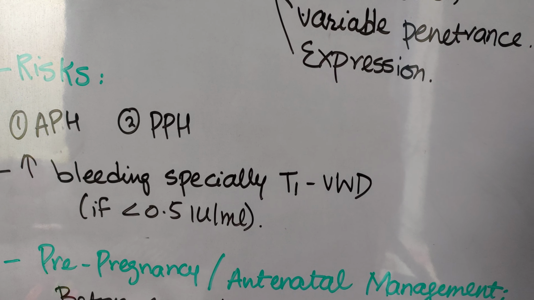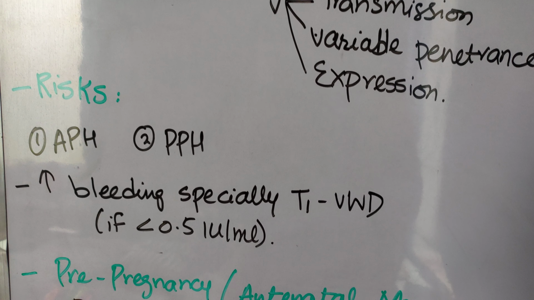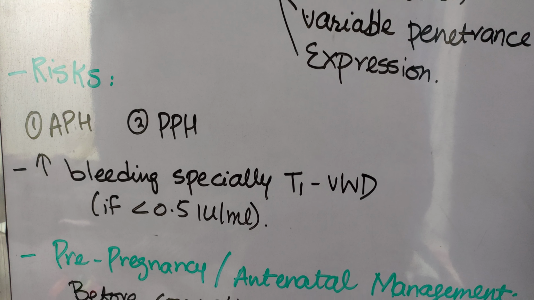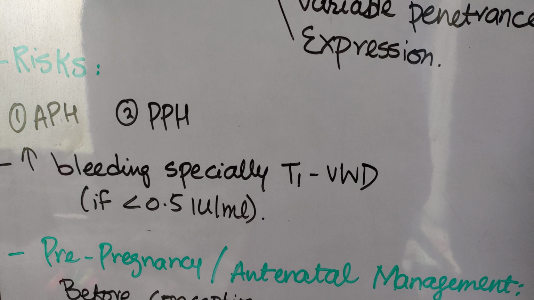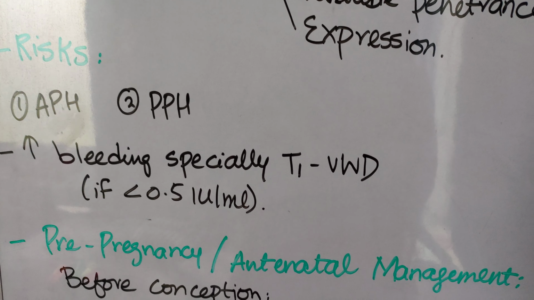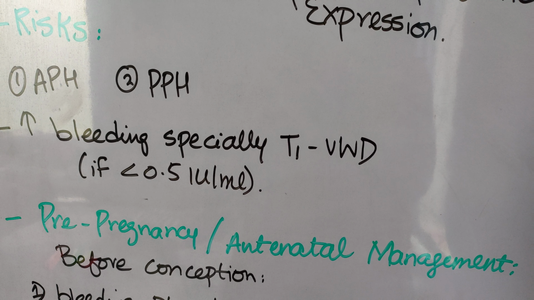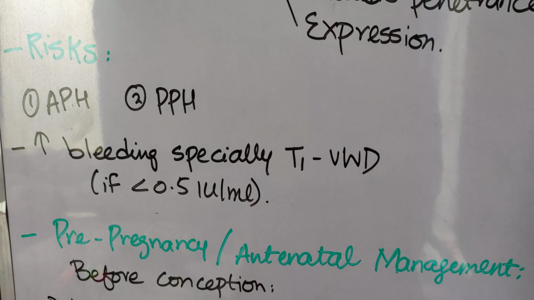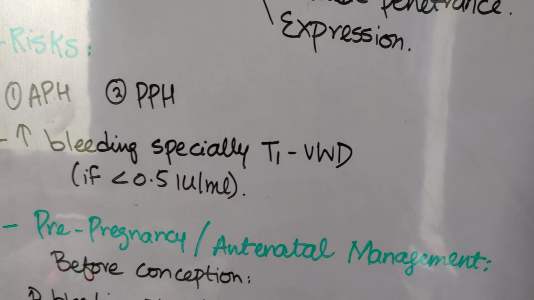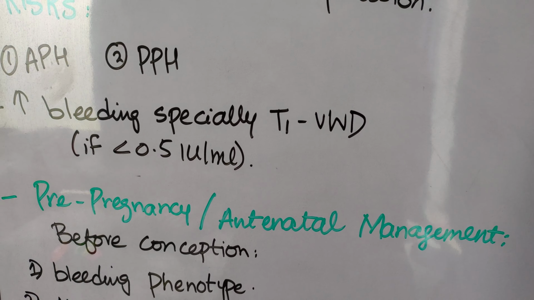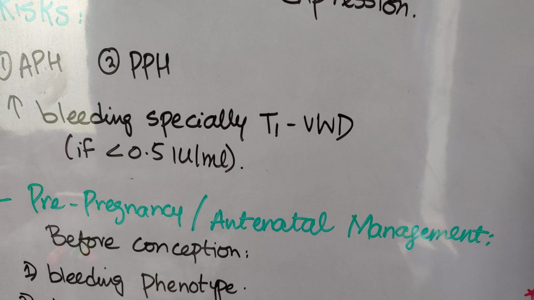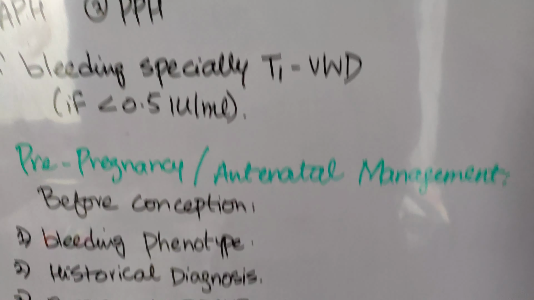The risks of von Willebrand disease in the mother are antepartum hemorrhage and postpartum hemorrhage, whether this is a primary or secondary postpartum hemorrhage. And there is an increased bleeding tendency, especially in type 1 von Willebrand disease, if the levels are less than 0.5 international unit per ml. But the bleeding risk can also be increased in type 2 as well as type 3.